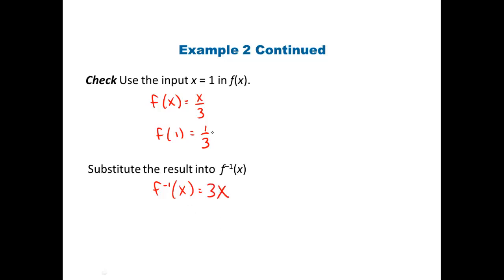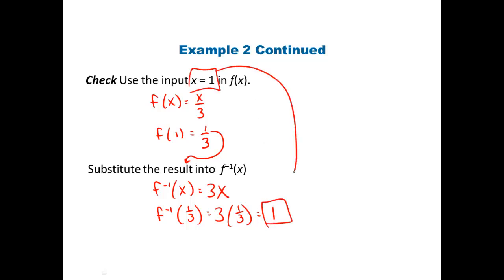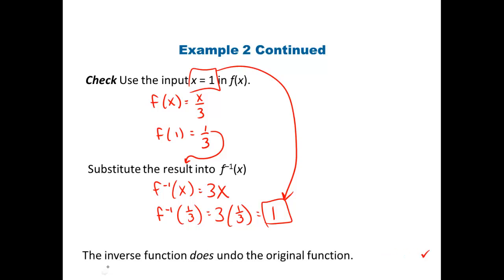So we're going to substitute the result in for x. Instead of x, we're going to write 1/3, and 3 times 1/3 is 1, which should be what we started with up here. The inverse undid the original function, so our inverse was correct.